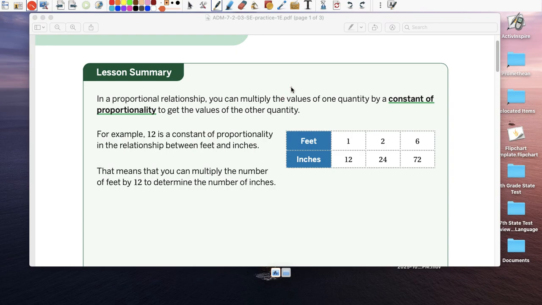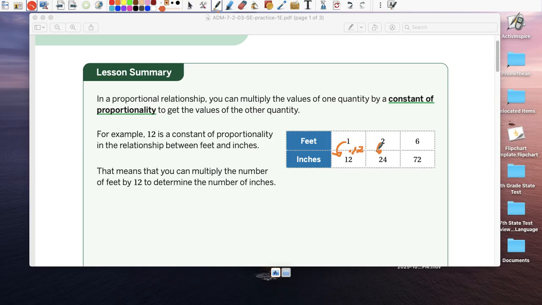Here you go. So, summary of today: constant of proportionality. And constant of proportionality is that one value you can use to multiply one quantity to get to the other one. So here, let's think about this, right? 1 to 12 would be times 12.